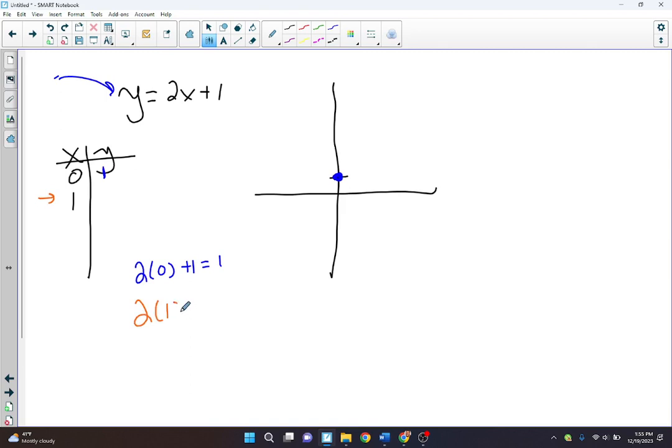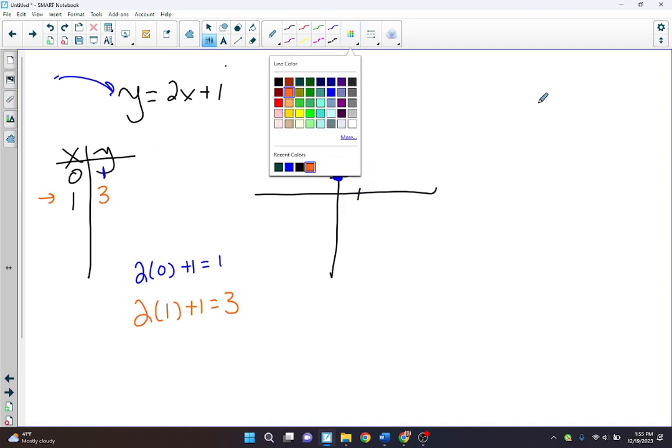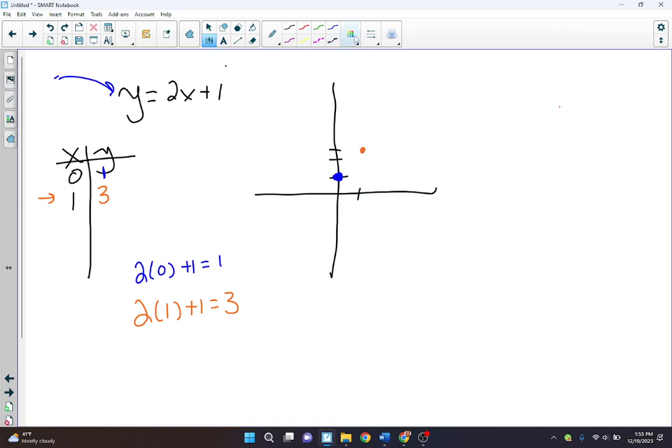It's 2 times 1 plus 1. That ends up being 3. So this is 3. So I'm going to graph 1 to the right and 3 up. So that's going to be over here. After you get 2 points, that's good enough to make a line. So you just need 2 points, okay? And that makes a line. We're just graphing 2 points, so 0, 1, and 1, 3. Depends on the question, we'll get you different y's, okay?